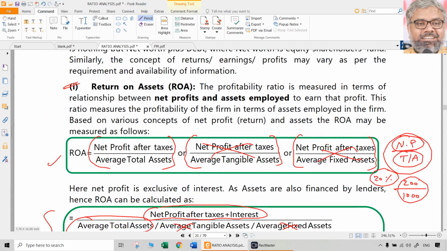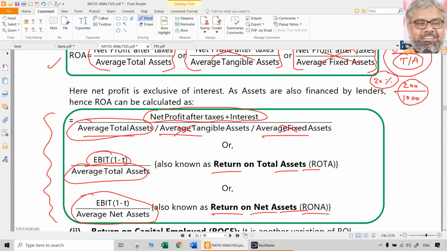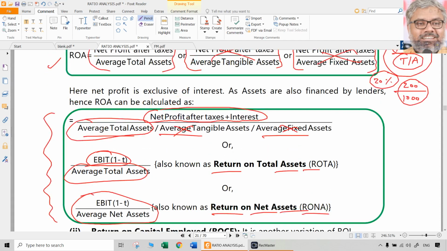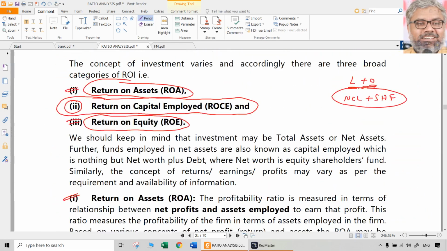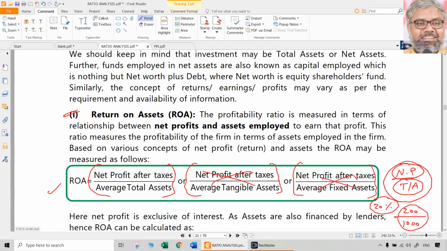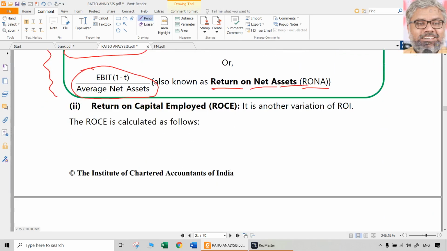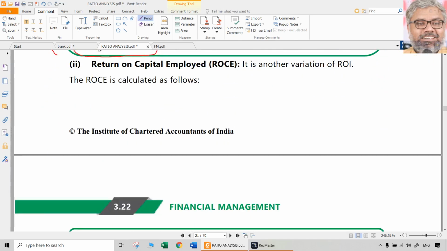So, just return on assets, return on total assets, return on net assets. Net assets is again simply as good as capital employed. Net assets is again capital employed only. So there is nothing new there. That is one of the types of return on investment. Which investment are we talking about? Assets. Specifically total assets. Occasionally tangible assets, occasionally fixed assets also. That is one of the formulas. But this is the most important and very common formula used for return on investment.